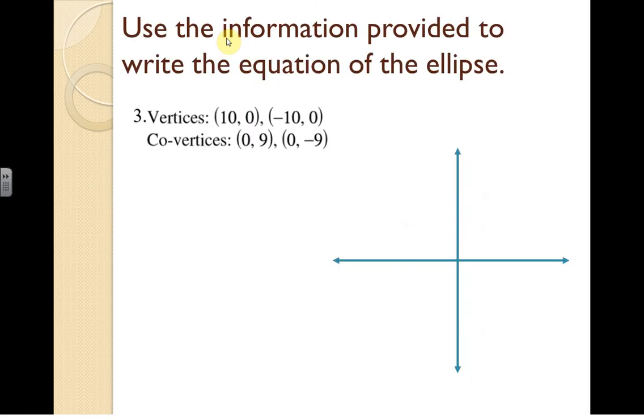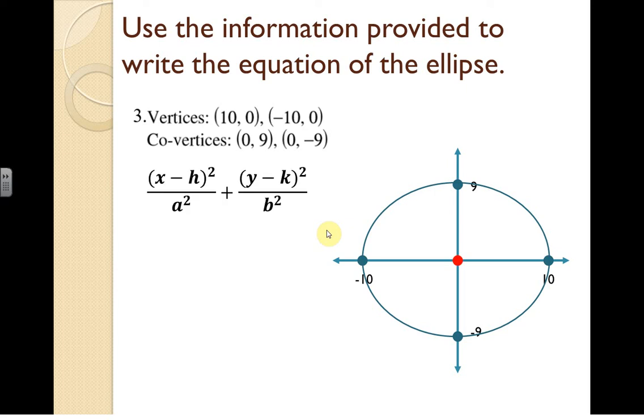There you go. All right, now we're going to write the equation of the ellipse. Now, please realize we could give you all sorts of different information. You have to figure it out. You have to problem solve. So I am always going to sketch whatever they give me because it makes it a lot easier for me. So I have vertices at 10 and negative 10, and then I have co-vertices at 0, 9, and 0, negative 9. So I can see that because this distance is longer, I have a major axis that is horizontal.